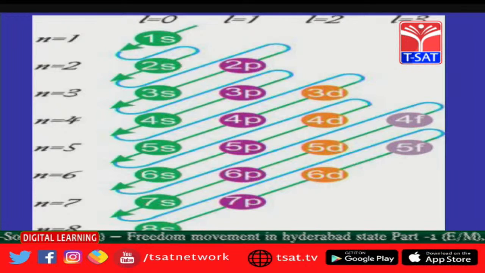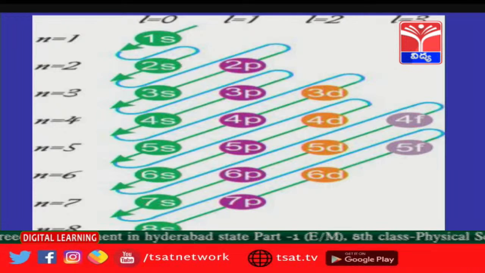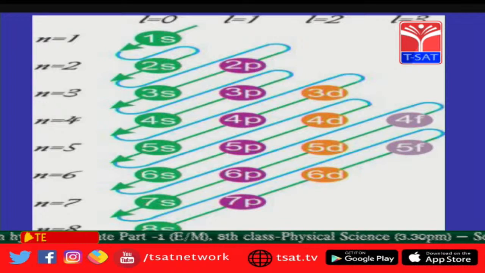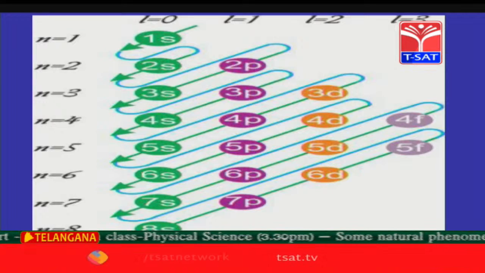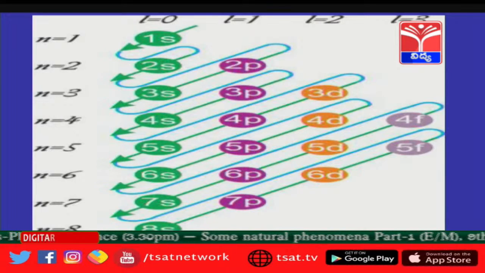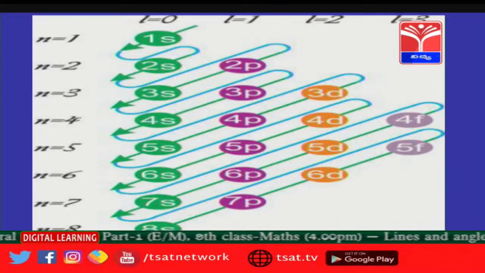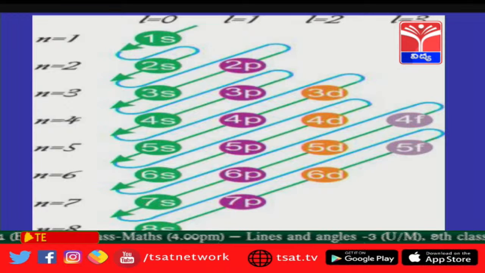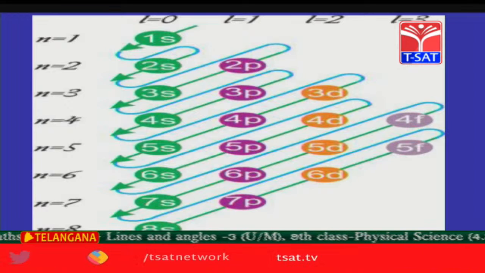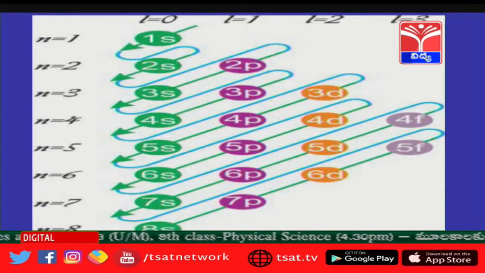First electron goes to 1s, then the next two electrons go to 2s, then electrons go to 2p, then 3s, then 3p, then 4s, then 3d and 4p and 5s and so on. This kind of representation is called Aufbau diagram, or it is also called Aufbau chart.